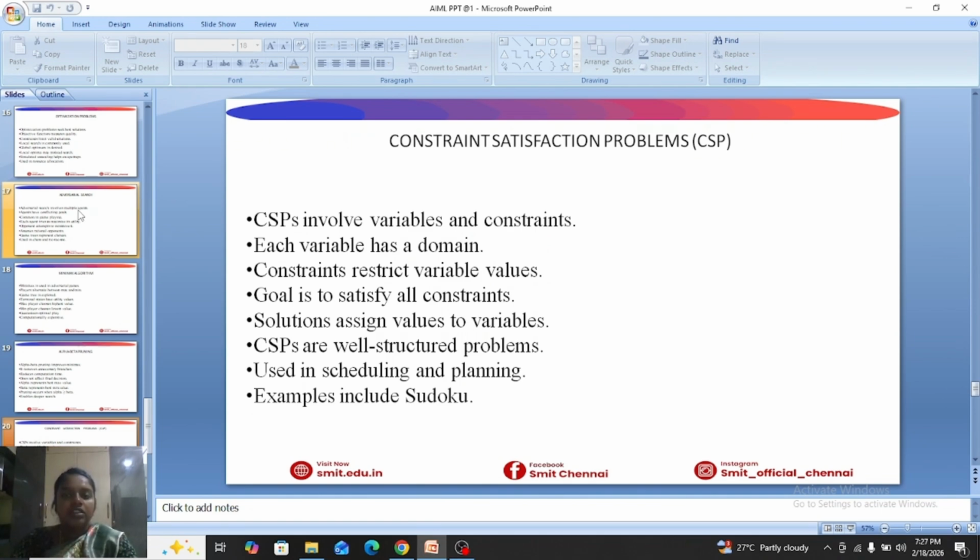Next, constraint satisfaction problem. It involves variables and constraints. Each variable has a domain. Constraints restrict variable values. The goal is to satisfy all constraints. A solution assigns values to variables. They are well-structured problems used in scheduling and planning. Example includes the Sudoku game.